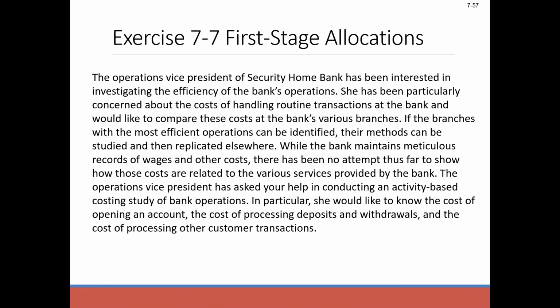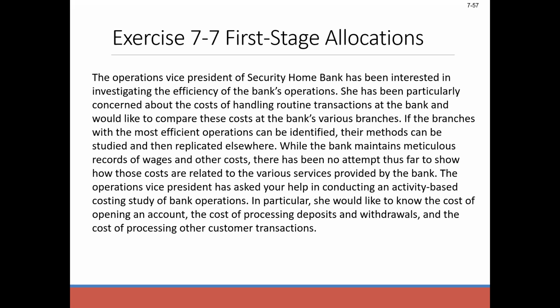So if we look here at exercise 7.7, the operations vice president of Security Home Bank has been interested in investigating the efficiency of the bank's operations. She's been particularly concerned about the cost of handling routine transactions at the bank and would like to compare these costs at the bank's various branches. If the branches with the most efficient operations can be identified, then their methods can be studied and replicated elsewhere. While the bank maintains meticulous records of wages and other costs, there have been no attempts so far to show how those costs are related to the various services provided by the bank.